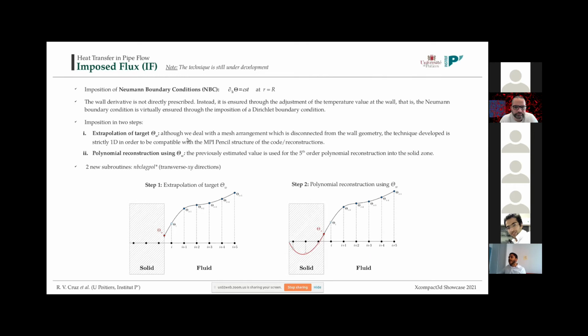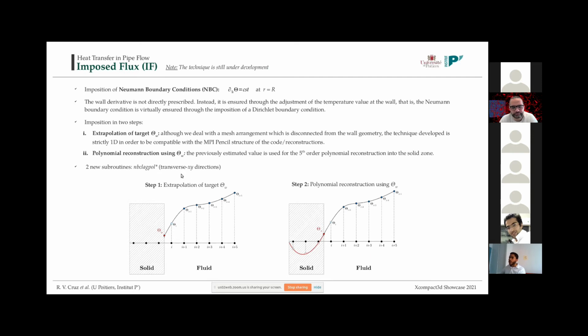exactly. Instead, we adjust the temperature value at the wall in order to obtain the expected derivative. In other words, our Neumann boundary condition is virtually ensured through the imposition of a Dirichlet boundary condition. We do it basically in 3 steps. The first step, we extrapolate the temperature value, the wall value, to obtain the expected derivative.